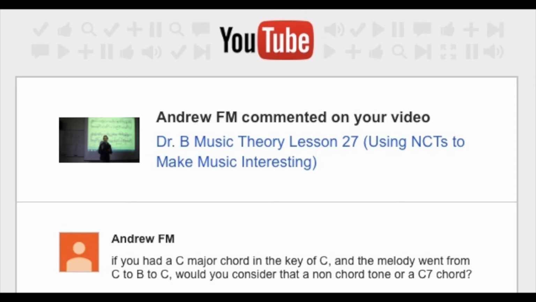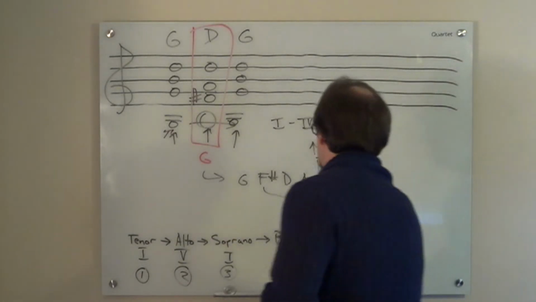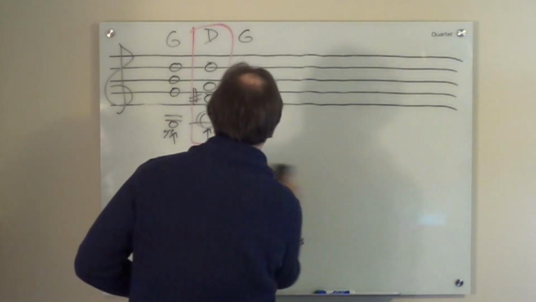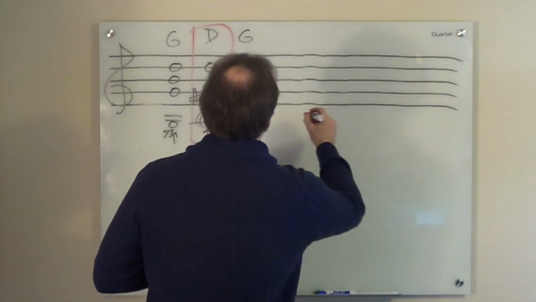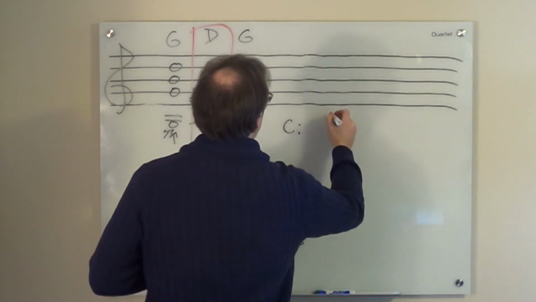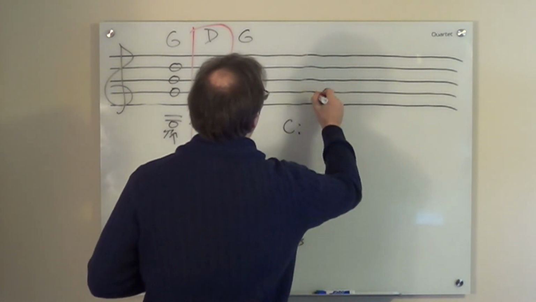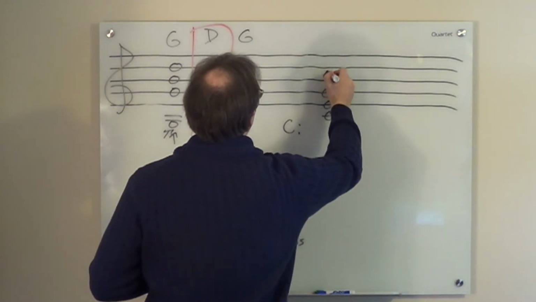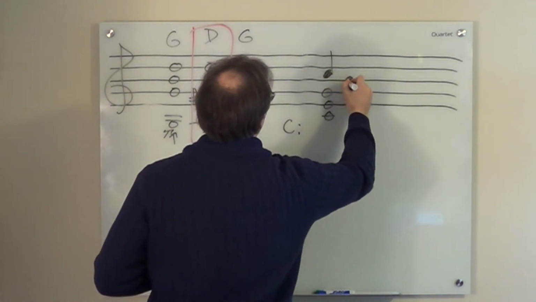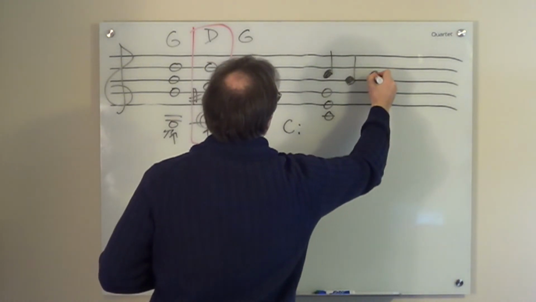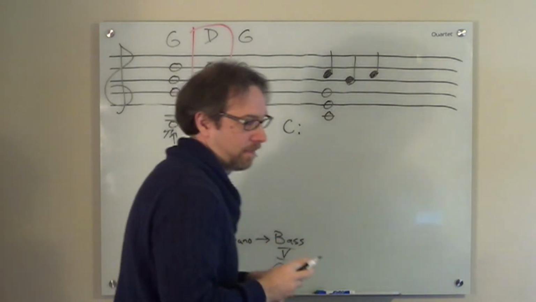He writes, if you had a C major chord in the key of C, and the melody went from C to B to C, would you consider that a non-chord tone or a C7? So let me write that out again so we can all visualize it. We're in the key of C. We have a C major chord. We have a melody note that goes C, B, C. Okay?